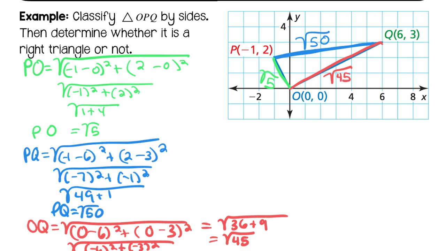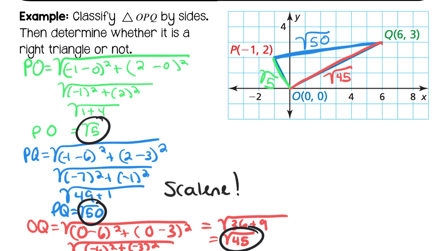So if we look at all three of those side lengths, square root of 5, square root of 50, square root of 45. Since all of them are different side lengths, we know this is going to be a scalene triangle. Now we just have to check their slopes. So recall the slope formula, y2 minus y1 over x2 minus x1. So we're going to do that for each of the three sides.